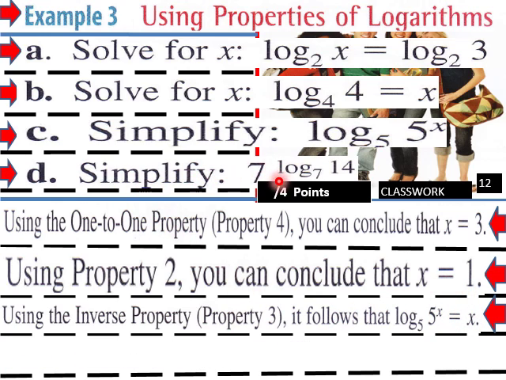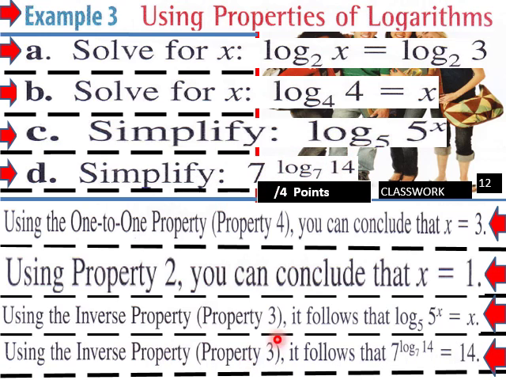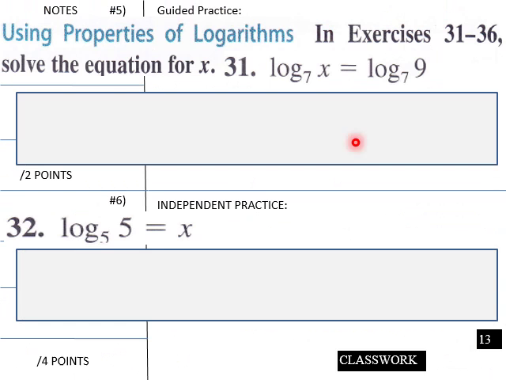And then simplify 7 to the log base 7 of 14. Using the inverse property again here, property 3, it follows that 7 to the log base 7 of 14 would equal 14. These would cancel each other out, and it would drop down, and 14 is what this expression would simplify to. And same thing up here, this would drop down and it would just equal x. These would basically cancel each other out.